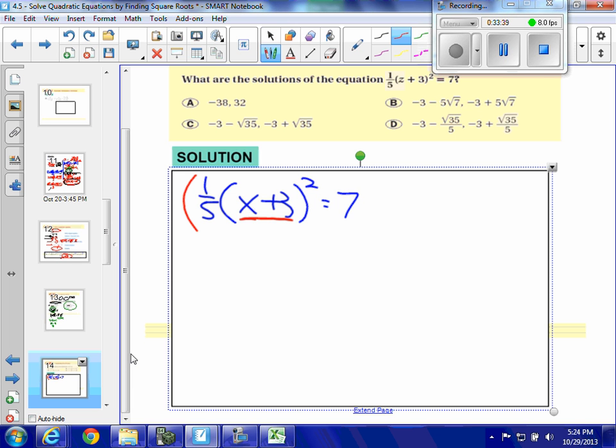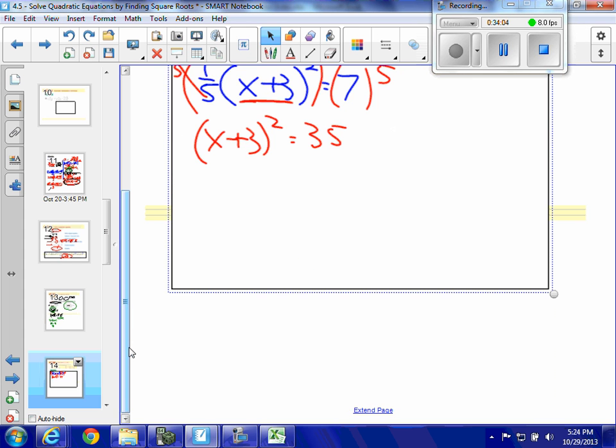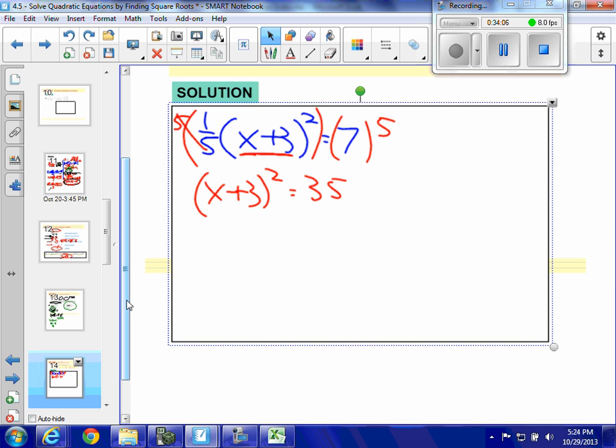I'm going to multiply both sides of my equation by 5, because I want to get rid of the 1/5 first. I'm going to begin to isolate my squared term. So that's going to go away, and I'm going to have x plus 3 squared is equal to 35. Well, I'm going to treat my x plus 3 just like it was an x all by itself. I have to liberate the x to solve for it.